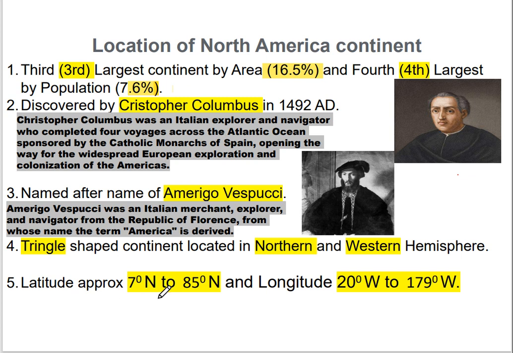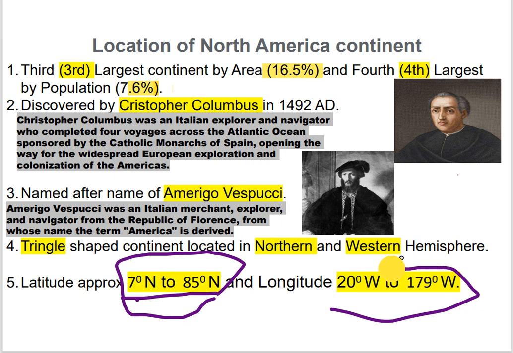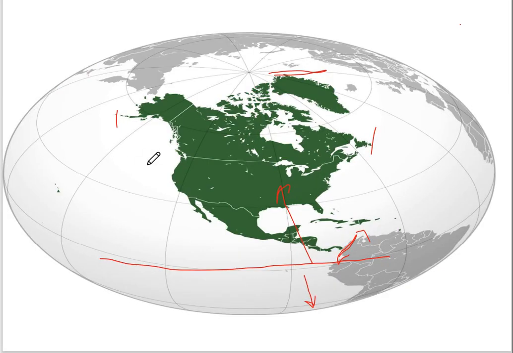Okay, so if we talk about the latitude, the extension of the North America continent is from 7 degrees northern latitude to 85 degrees northern latitude. As we know, its extension is only in the northern hemisphere, so it entirely belongs to the northern hemisphere. And if we talk about longitude, the extension of the North America continent is from 20 degrees western longitude to 179 degrees western longitude. So let's discuss what longitude, latitude, and hemisphere are, and all these things.